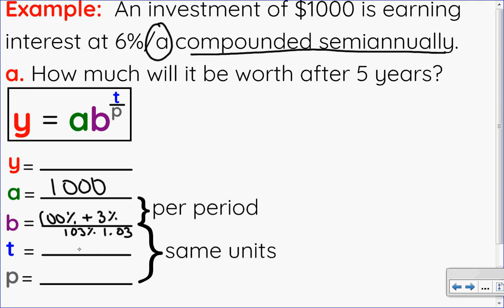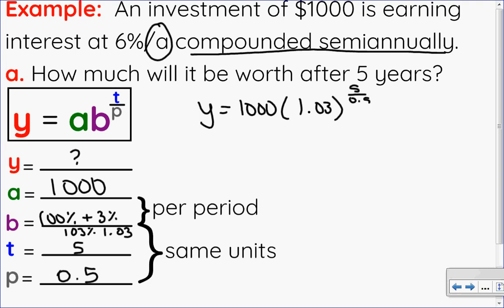Now, time would be 5 years, and the period, how long does it take to go through a cycle? Well, there's 2 cycles in 1 year, semi-annually, so it takes half of a year to go through 1 cycle. Y is what we're trying to figure out. So y equals 1,000 multiplied by my base, 1.03, to the exponent of 5 divided by 0.5.